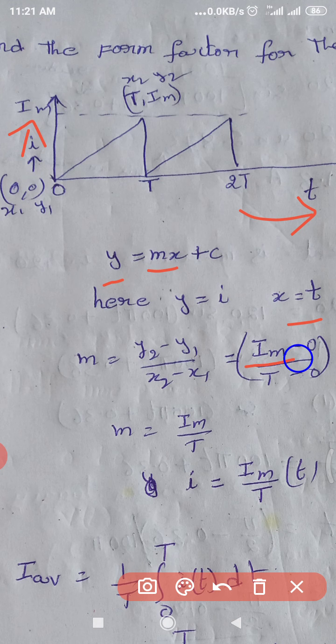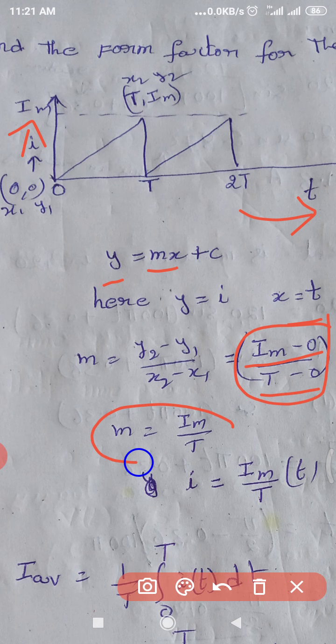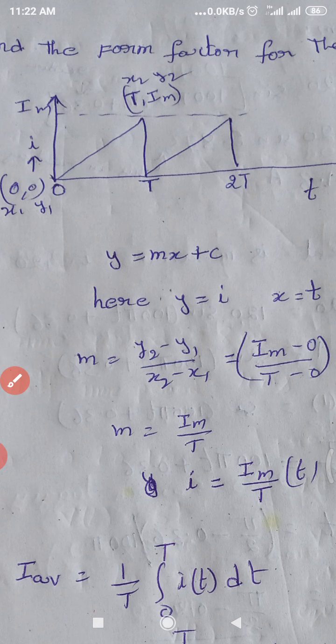Now we substitute these values: Im minus 0. Similarly, substitute the values of x2 minus x1. Here x2 is equal to T and x1 is equal to 0. If you simplify this, we get Im by T. So here we are getting m is equal to Im by T. Finally the equation is i is equal to Im by T into t. This is the equation for the given triangle. Now we have to find the average value and RMS value. Then only we get the form factor.